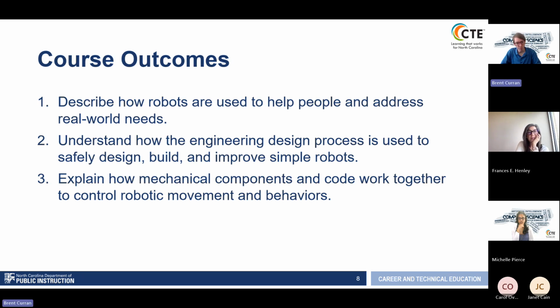So course outcomes. This course has 3 outcomes. Again, these are written in a student, parent, community member language. Basically, these are the 3 most important things that the students should know whenever they complete this course.